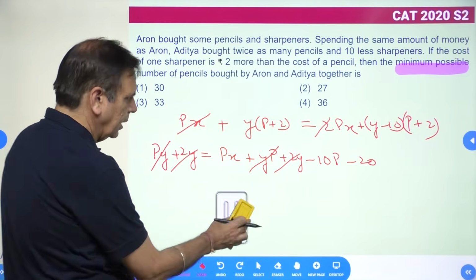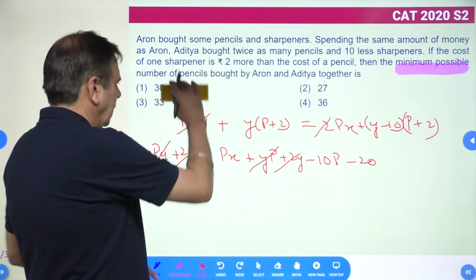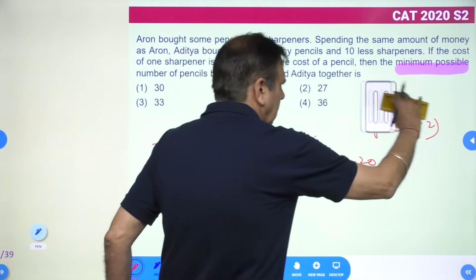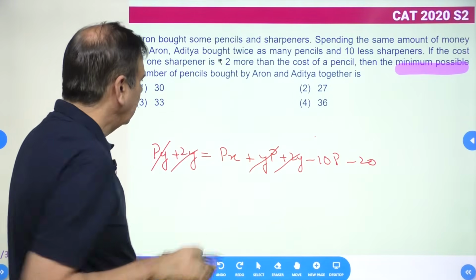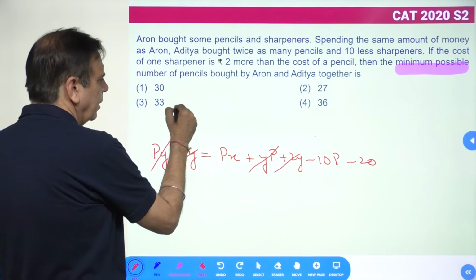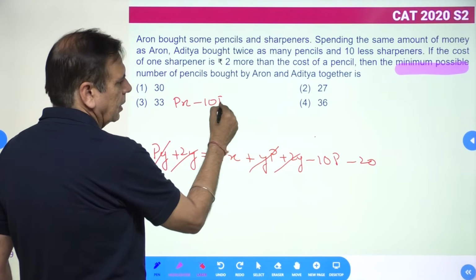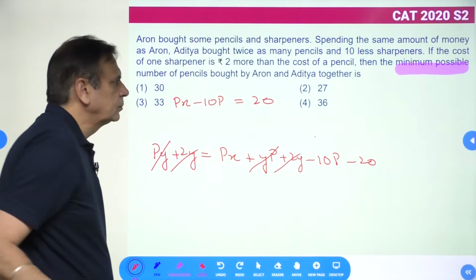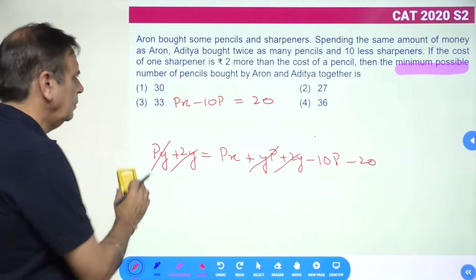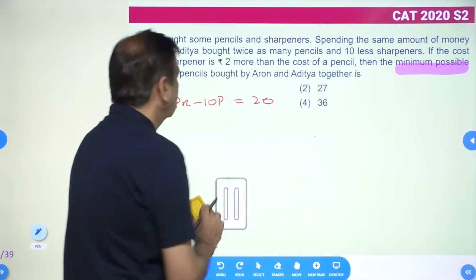Okay, just a second. Let me just erase this top part. So what are we left with? px minus 10p is equal to 20. Okay. This is what we have got.